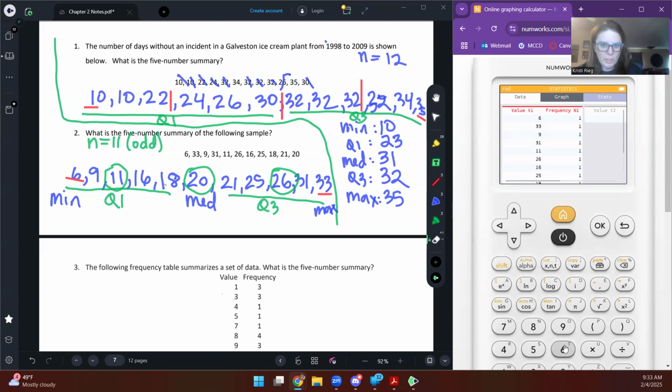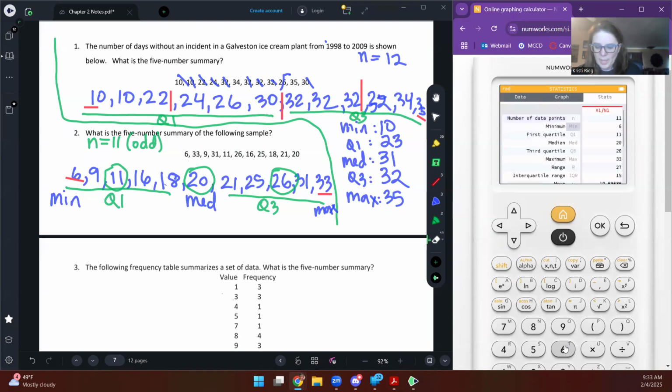Looking at our answers for number 2, if we go to stats, we'll see right here, the minimum is 6. First quartile, or Q1, is 11. The median is 20. The third quartile is 26. And the maximum is 33, which is exactly what we calculated. So this is just a quicker way to get to the answer. And for 1 and 2, it wasn't terribly long, so either way that you do it is fine.